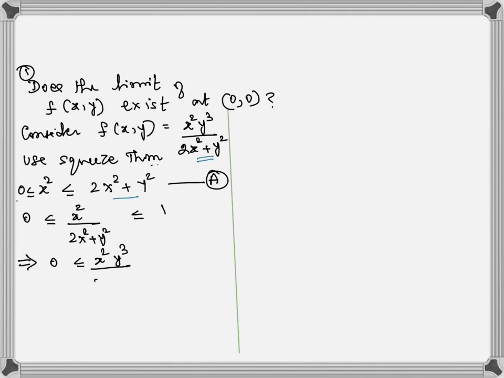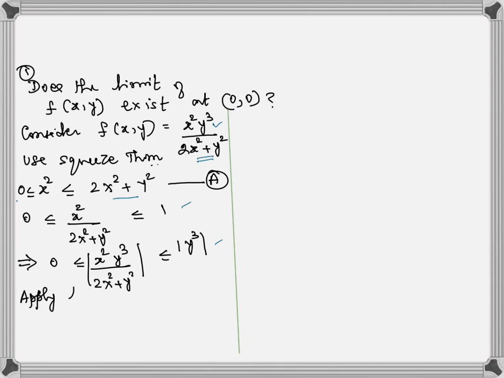Now, if you multiply throughout by y cubed, because we need the numerator of the given expression, so we multiply by y cubed and take the absolute value also: 0 less than or equal to the absolute value of x squared y cubed over 2x squared plus y squared, which is less than or equal to the absolute value of y cubed. In this step, we have only multiplied the previous three-sided inequality by the absolute value of y cubed.